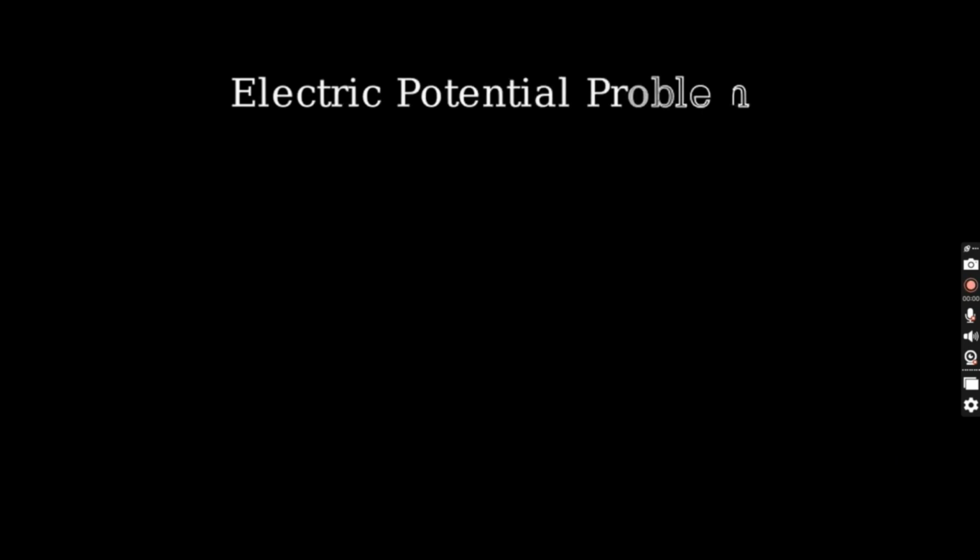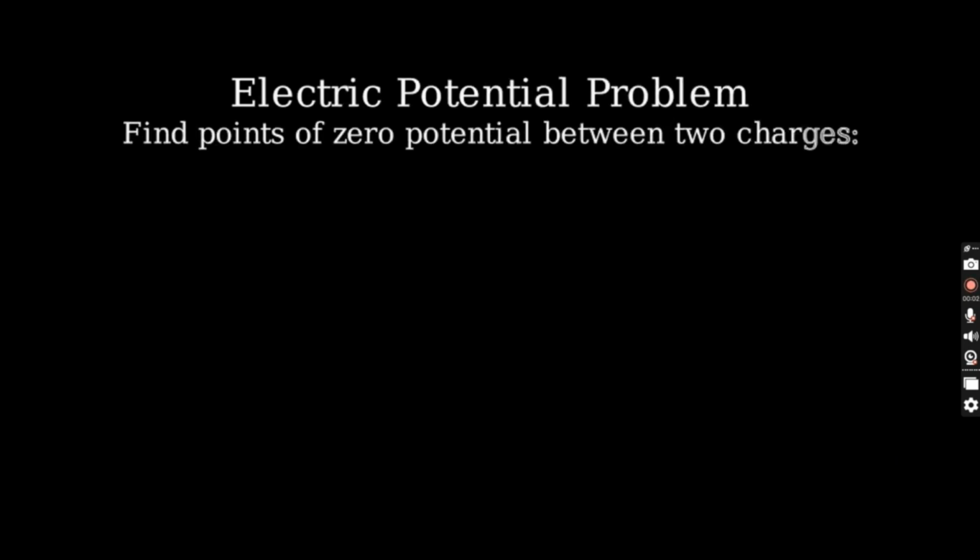Welcome. Today we'll solve a problem about electric potential. We have 2 point charges, a positive charge of 5 times 10 to the negative 8 coulombs, and a negative charge of negative 3 times 10 to the negative 8 coulombs, separated by 16 centimeters. We need to find the points where the electric potential is 0. Let's start by drawing our system.